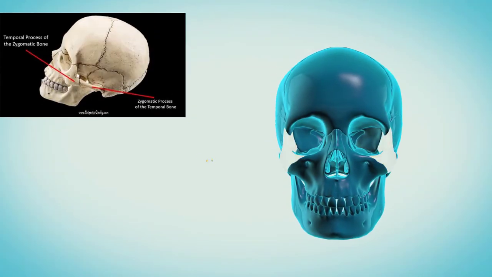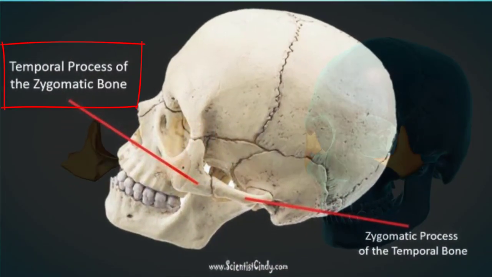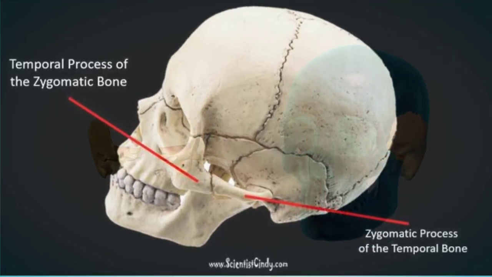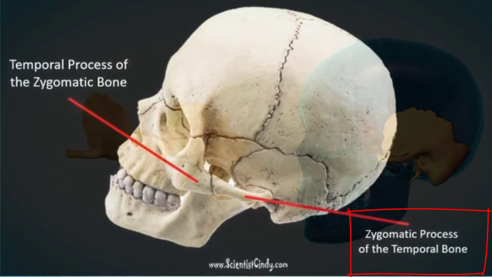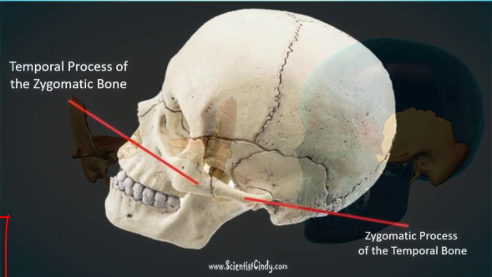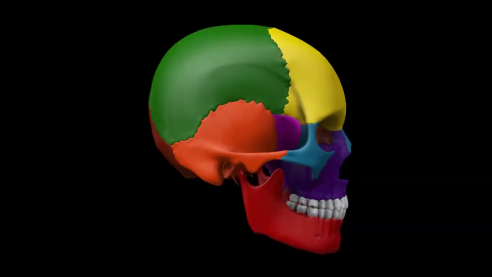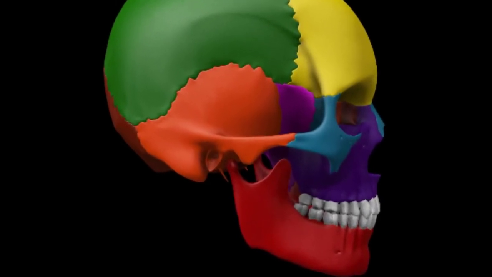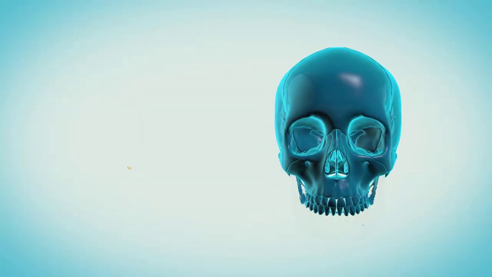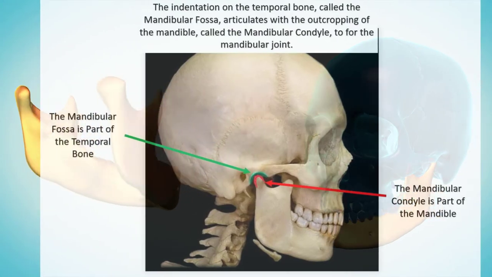It is formed by the junction of two bony processes, a short anterior component called the temporal process of the zygomatic bone, which is the cheekbone, and a longer posterior portion, which is the zygomatic process of the temporal bone, which extends forward from the temporal bone. On the lateral side of the brain case, above the level of the zygomatic arch, is a shallow space called the temporal fossa. The temporal fossa articulates with the mandibular condyle of the mandible or jawbone.